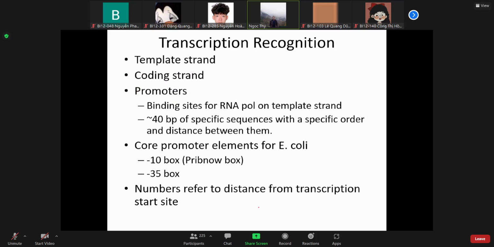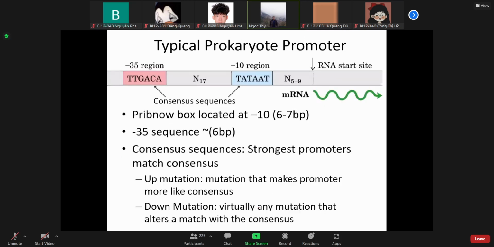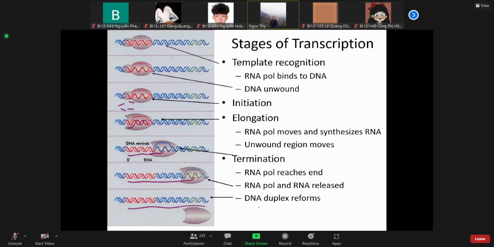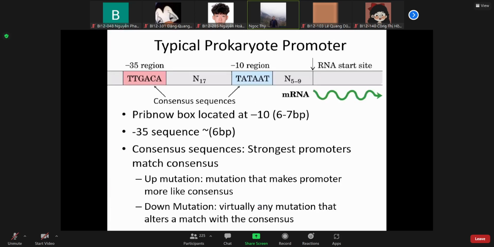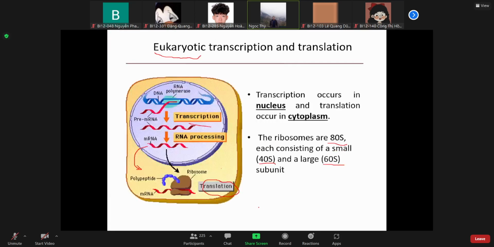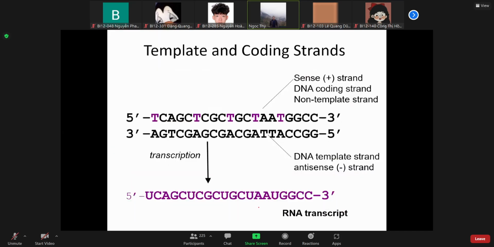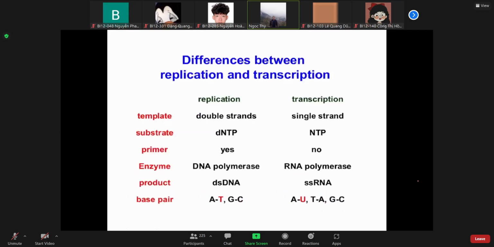And last week, we also discussed the promoter of the prokaryotic cell and the promoter of the eukaryotic cell, and we discussed the differences between DNA replication and RNA transcription.